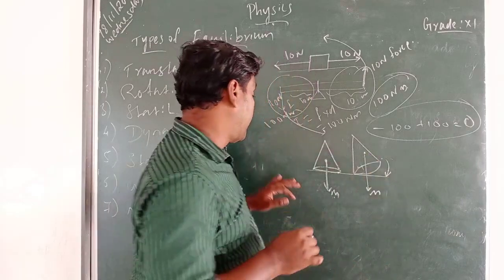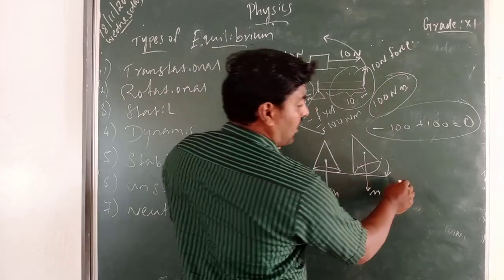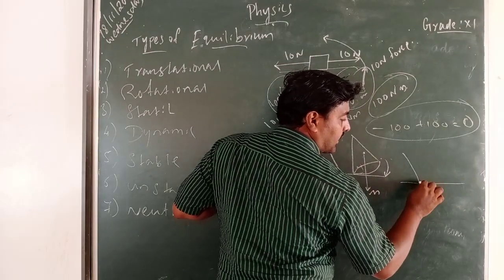Now unstable equilibrium means you can take the same cone example. Assume that now you keep the cone in this position.